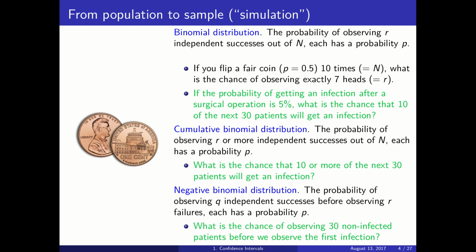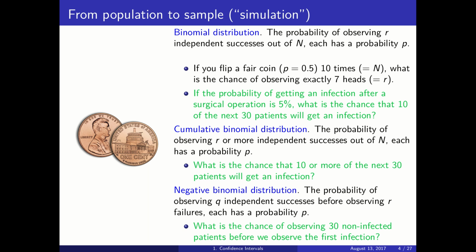And we can calculate that probability through some particular formula. The cumulative binomial distribution is slightly different. It is what is the chance that 10 or more, and this is the difference, 10 or more, before it was just exactly 10, so 10 or more of the next 30 patients will get an infection. So it is the probability of observing R or more independent successes out of N when each one of the successes has a probability P.